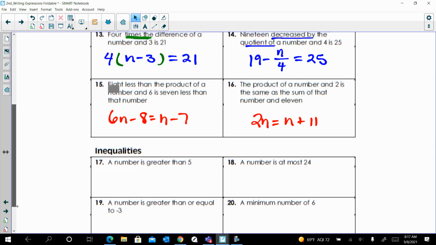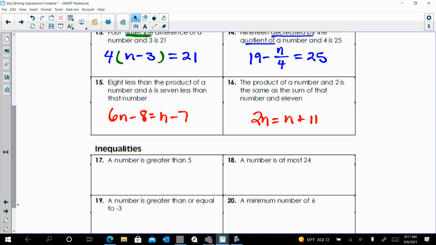So 15, since we have less than, that word was a turnaround word. So I had to switch the order, putting the product of 6 and a number first, then -8. The is was the equal sign, and then it says again less than. So again, we have a switch, a turnaround. We had 2 turnarounds here.